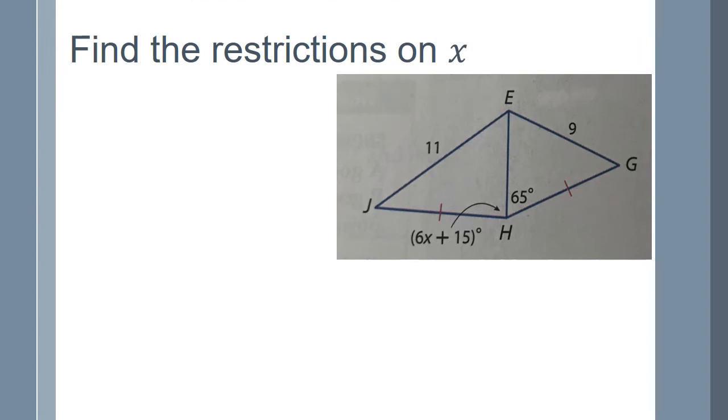All right, so now we have to do a restriction problem. Restriction problems can be a little bit confusing, but we're going to set them up the same way, and then we're going to set up our algebraic expression.